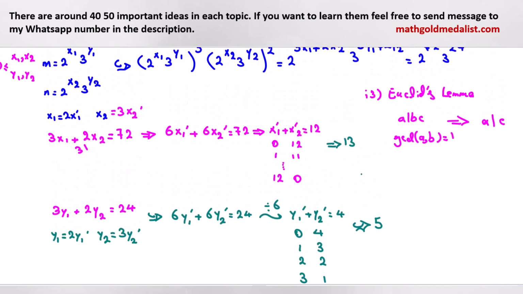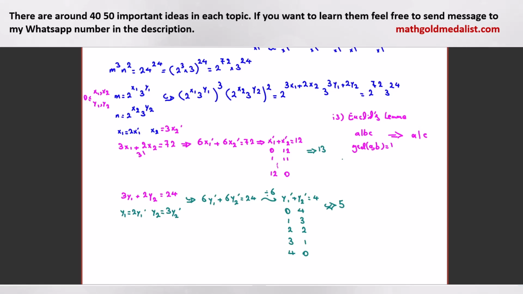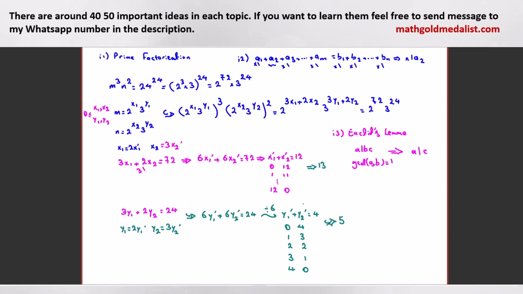Should we add these two cases or multiply? Look, each of these 13 cases can come with 5 cases. Each of them with each of them. So you should multiply these two numbers: 13 times 5, which is 65. So our answer for this problem is 65.